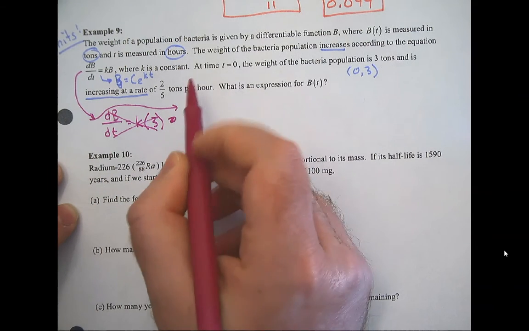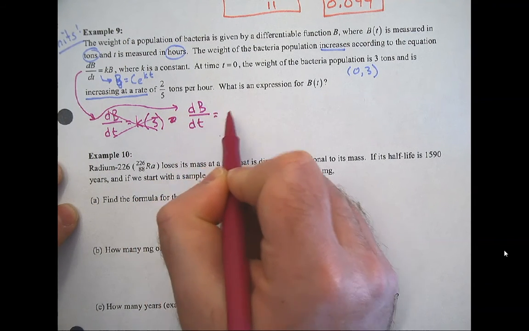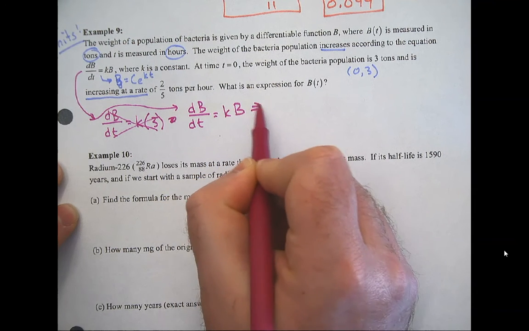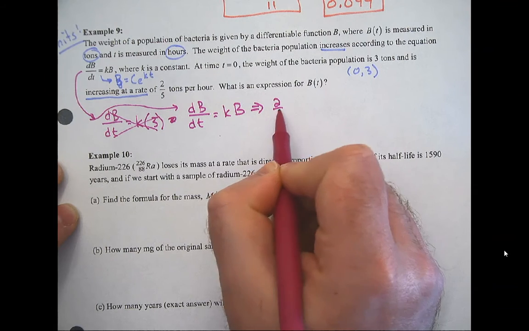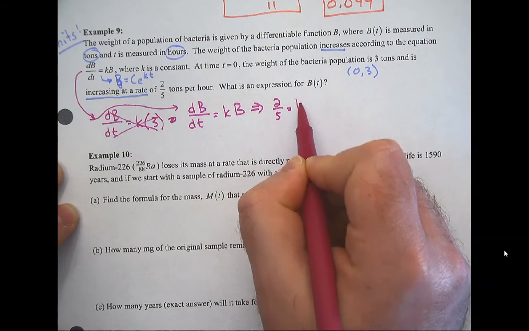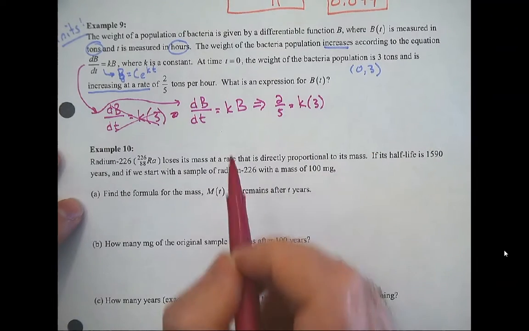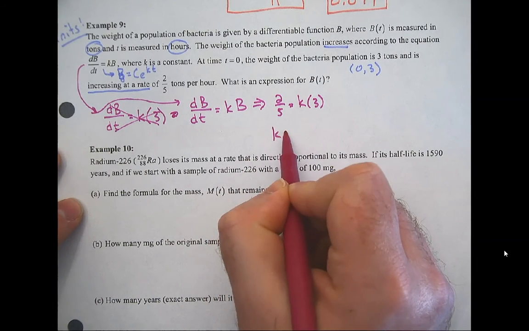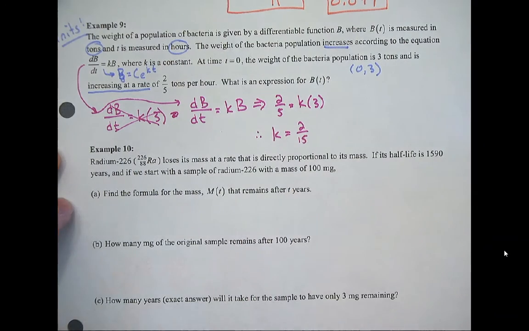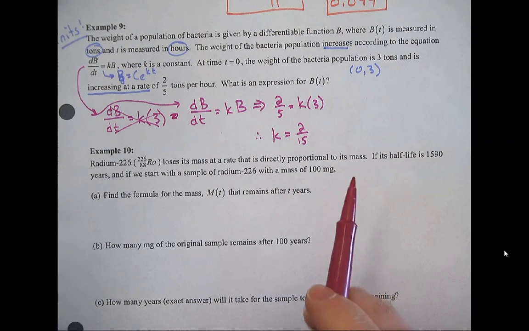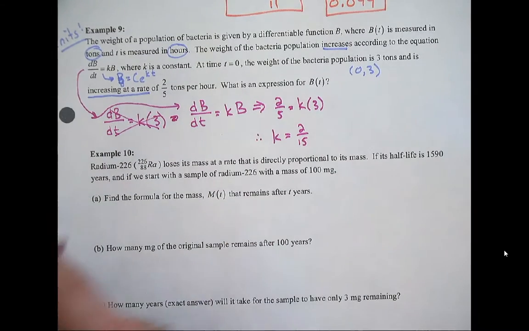Let's try this. So, dB over dt, the change in bacteria over change in time, is k times B, which means the change in bacteria, they told us, at time 0 was 2/5. K times the amount of bacteria at time 0, which was 3. I'd divide both sides by 3. I would get k. Therefore, k is equal to 2/15. And then I just got to plug and chug, because I already know.